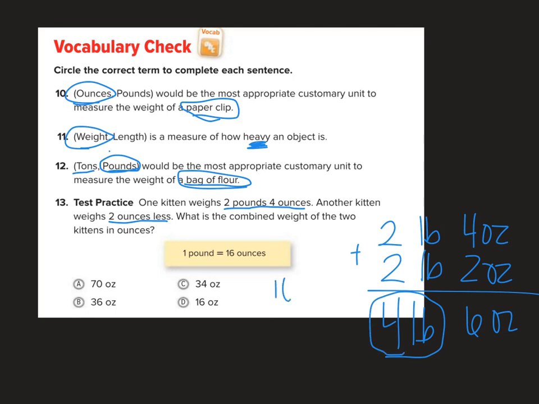So I have to do 16 times 4, 24. 4 times 1 is 4, plus 2 more is 6. And then I have to add in what I already had in ounces to get 70 ounces. What is the weight of the 2 kittens in ounces? Yep.